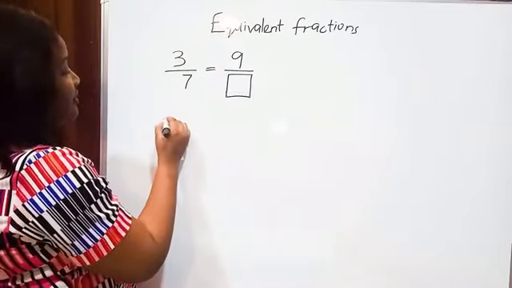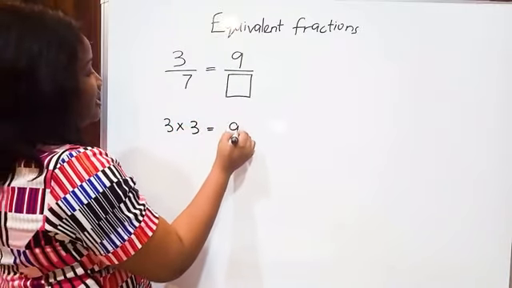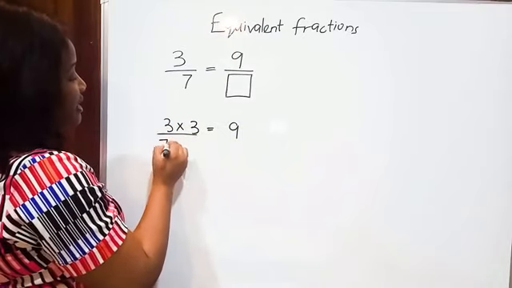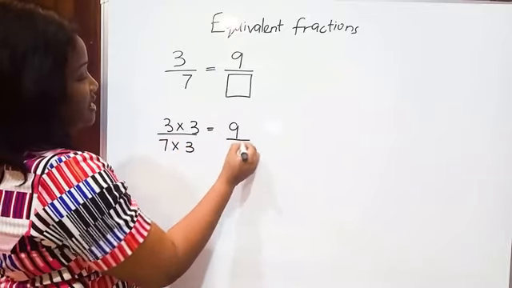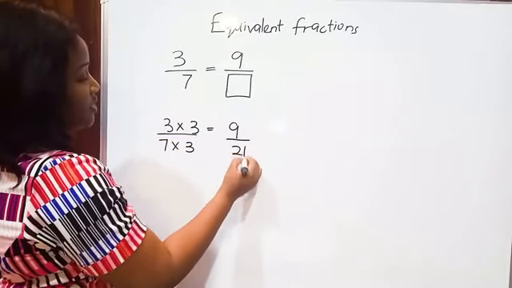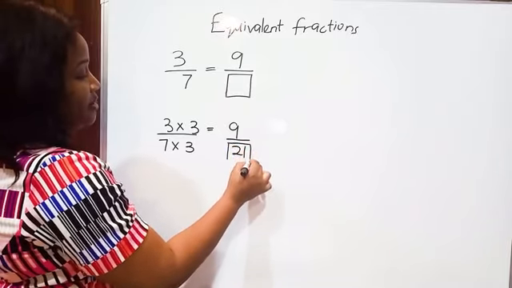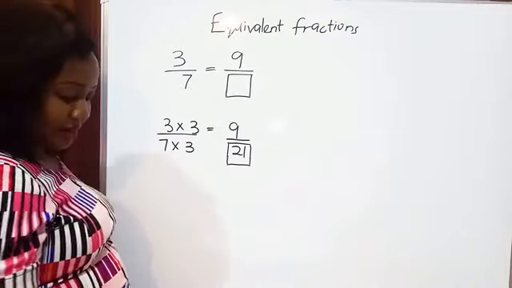So as you have 3 times 3 equals 9, you have to do the same thing to 7. So 7 times 3 will give us what? 21. So 21 is our missing number, or the required number.